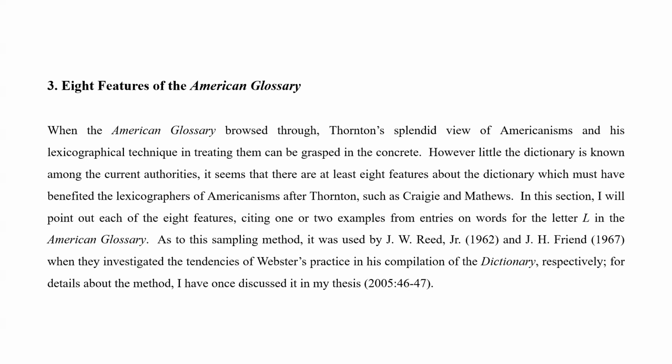In this section, I will point out each of the eight features, citing one or two examples from entries on words for the letter L in the American Glossary. As to this sampling method, it was used by J. W. Reed Jr. and J. H. Friend when they investigated the tendencies of Webster's practice in his compilation of the dictionary, respectively. For details about the method, I have once discussed it in my thesis.